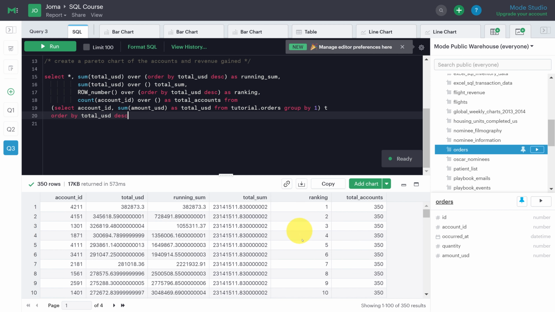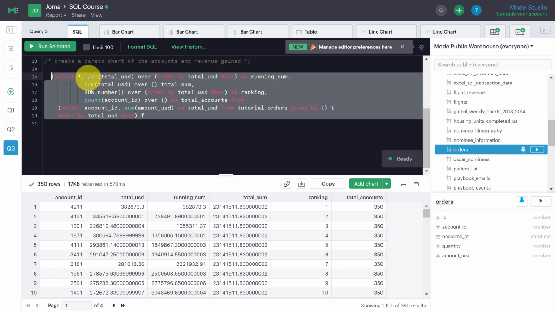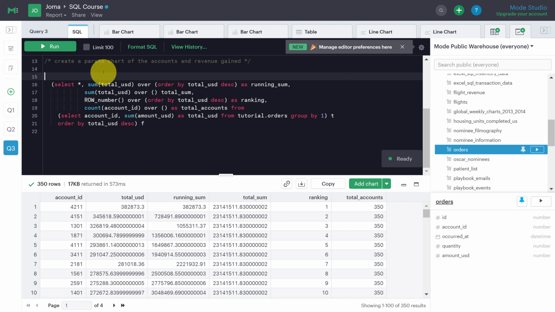Okay, so now we want the percentages. How do we do that? Well, let's use this as a subquery. Let's think of this as a new table. Let's call it F. Press tab on it so it's easy to read. Now, what I'm going to do is get a column that is ranking divided by total accounts, and then another column which is running sum divided by total sum, so we get percentages.